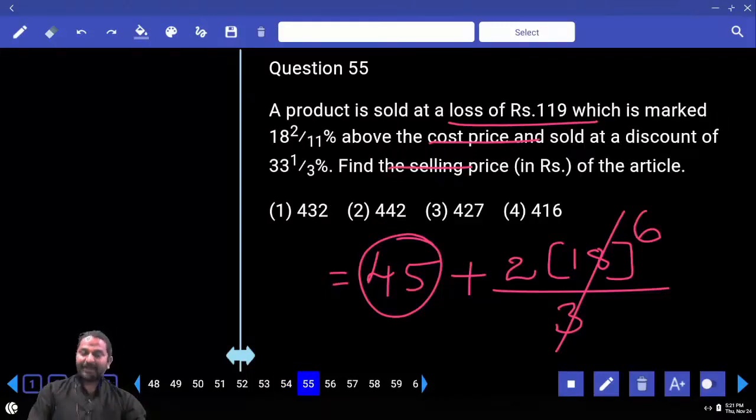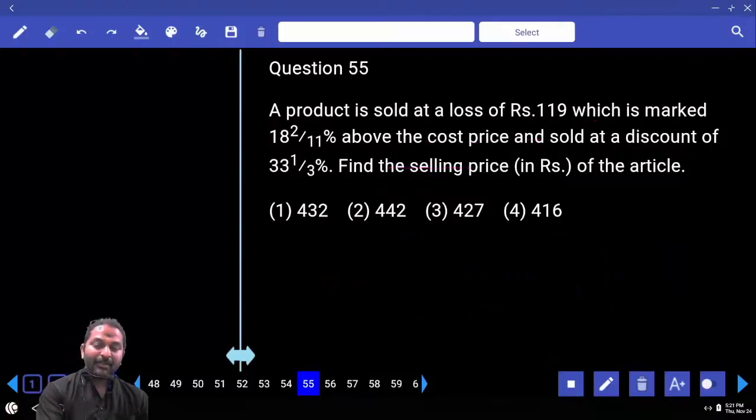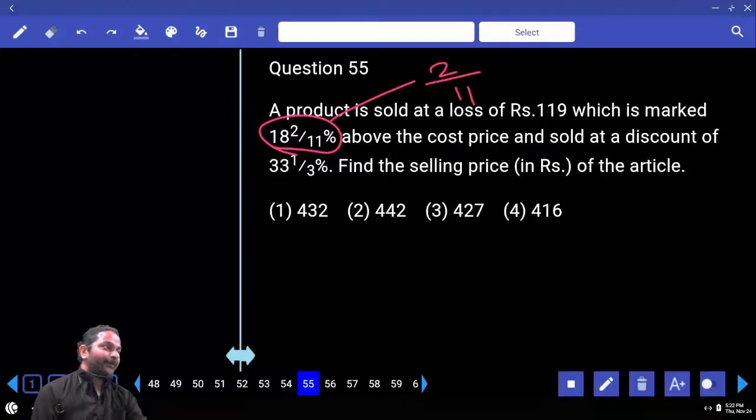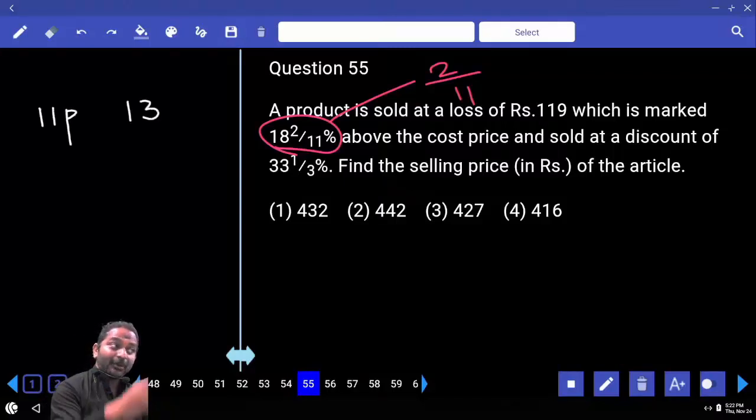Next, a product is sold at a loss of 119, which is marked 18 2/11% above the cost price, and sold at a discount of 33 1/3%. Find the selling price of the article. Okay. Now marked at 18 2/11% above the cost price. 18 2/11, can we treat it as 200/11? 9 1/11 into 2. Correct. Fractional form is equal to 2/11. What is denominator? So if the cost price is 11 parts, market price must be 2 parts more. It has to be 13 parts.